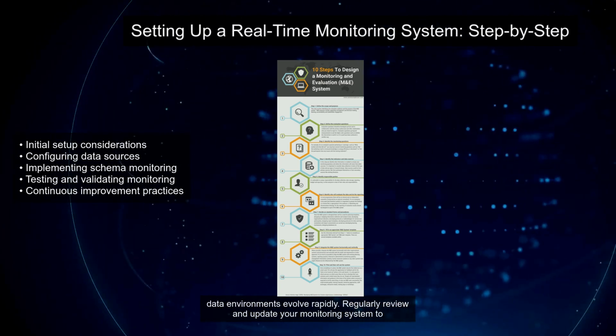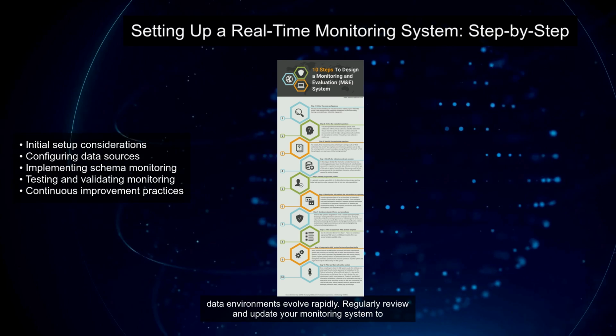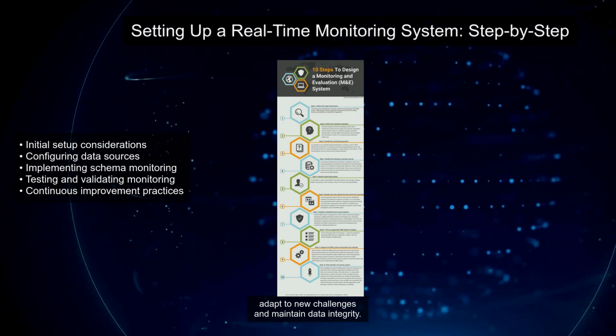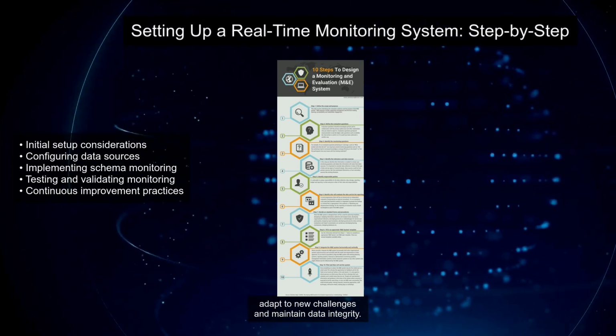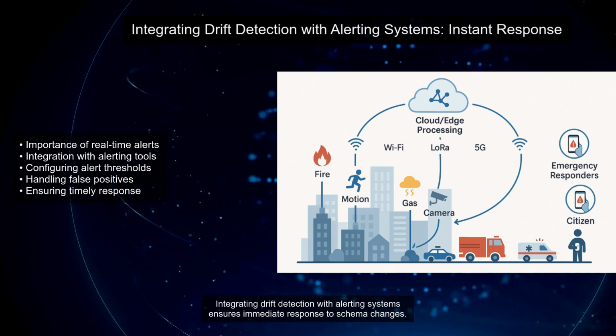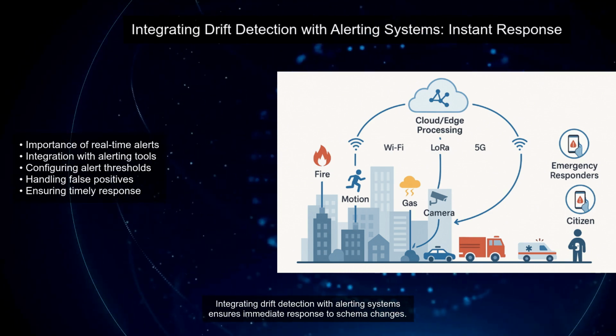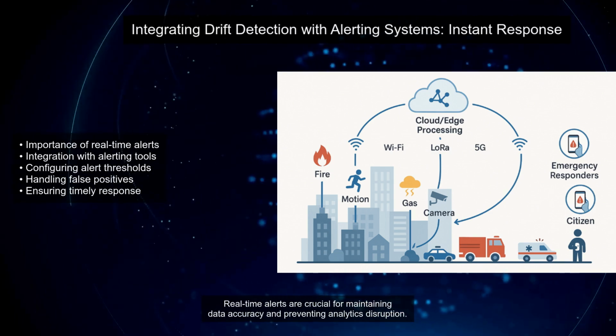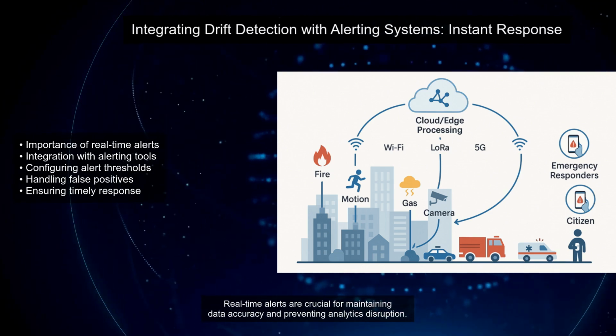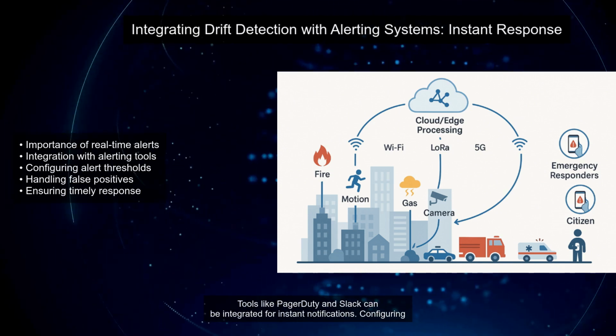Continuous improvement is essential, as data environments evolve rapidly. Regularly review and update your monitoring system to adapt to new challenges and maintain data integrity. Integrating drift detection with alerting systems ensures immediate response to schema changes. Real-time alerts are crucial for maintaining data accuracy and preventing analytics disruption.